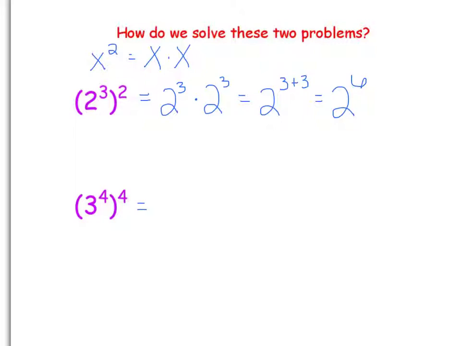For the second problem, we have 3 to the 4th times 3 to the 4th times 3 to the 4th times 3 to the 4th.